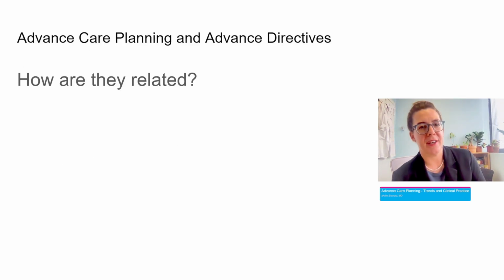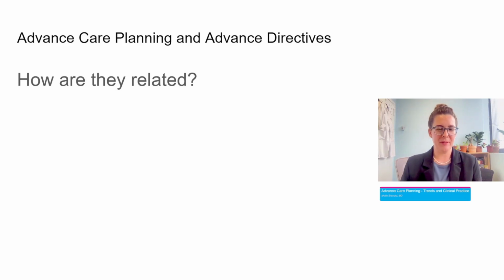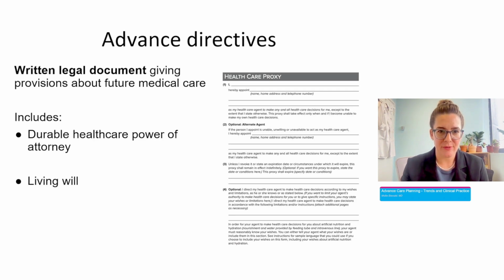So advanced care planning and advanced directives, how are those two things related? I want you to think about it for a second and try to put them together for yourself. So advanced care planning is the process, and advanced directives are the documents that we might fill out in response to that process. An advance directive is a written legal document that gives provisions about future medical care. There are two big examples. One is a durable healthcare power of attorney. In New York, we call this a healthcare proxy, and a living will, both of which are informed by goals of care discussions.